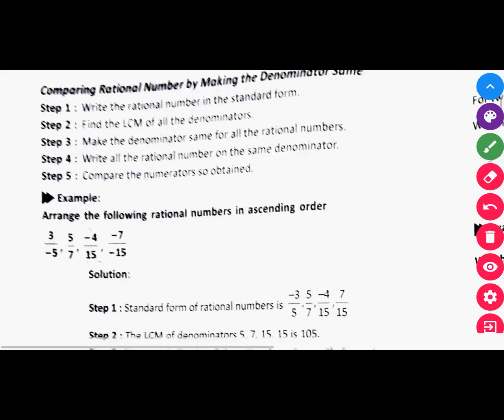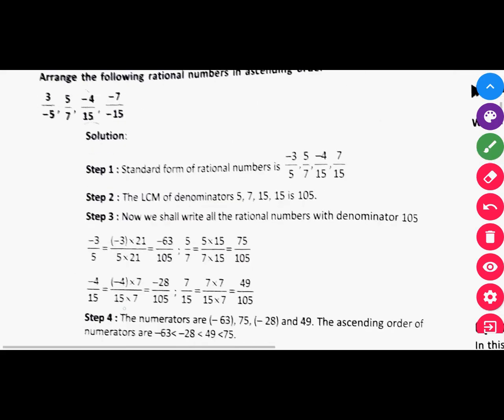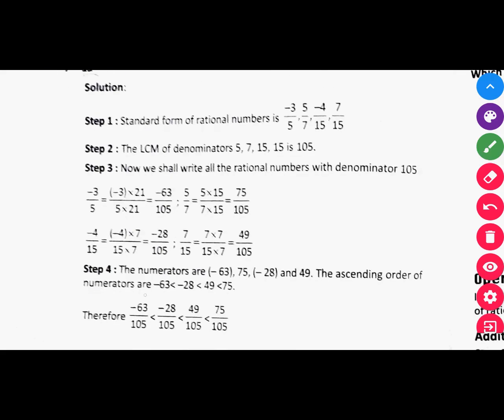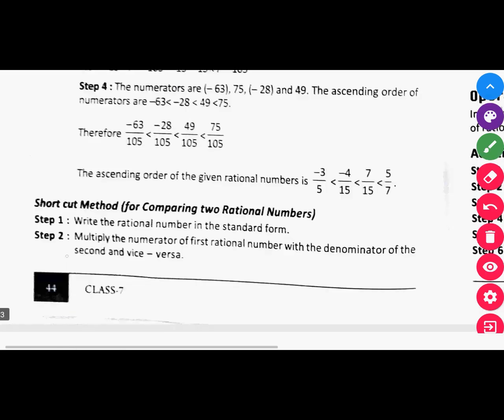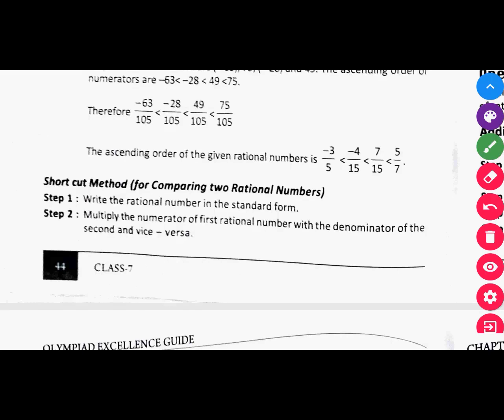Same way they have solved here. See, LCM we have to calculate, least common multiple, and then we have to arrange the numerators, and we can arrange them in the form of ascending order. Highest common factor we calculate to get the lowest form of the rational number, and LCM of all the rational numbers we calculate to compare them with each other.